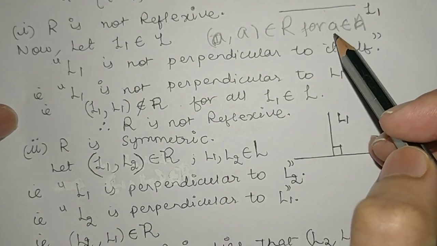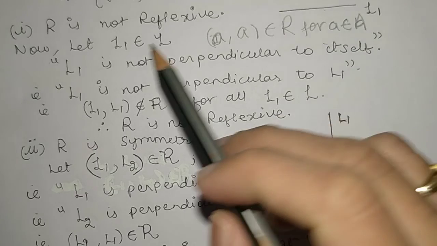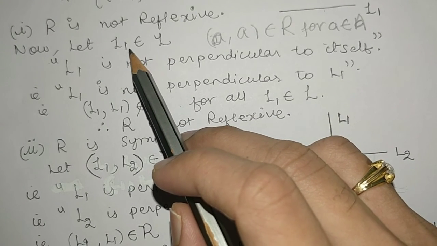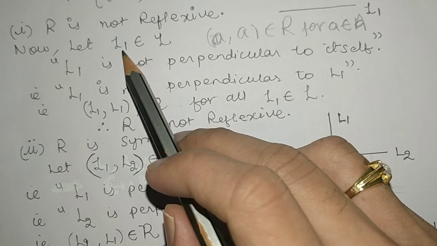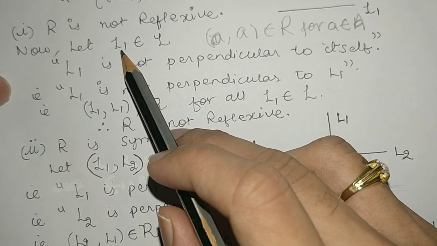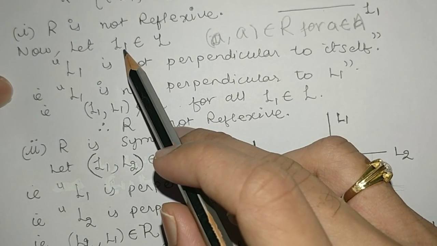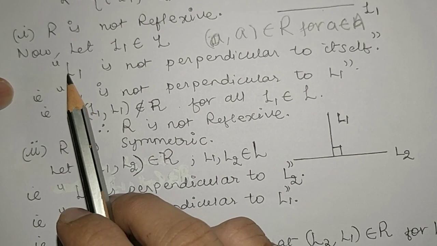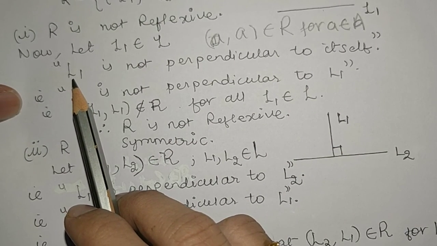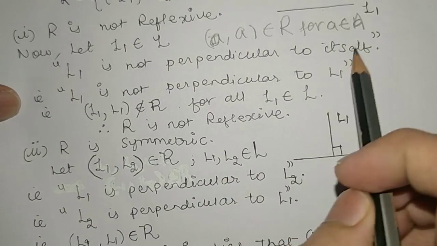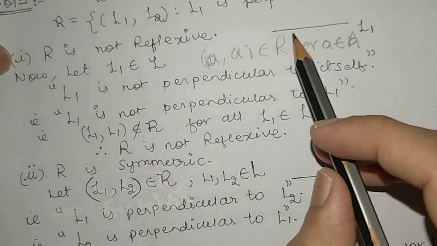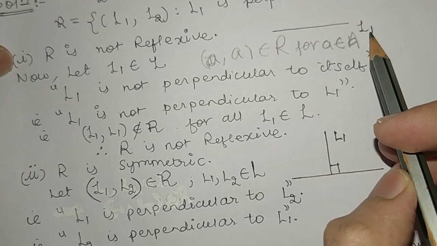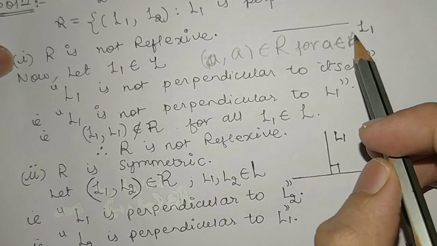Okay, so you have to take elements from this, that is the set L. Here I am taking any element L1, which is a line in a plane. This line is the line L1 in the plane. Now see, this line L1 is not perpendicular to itself, right. If you take a line L1, it won't be perpendicular to itself. Any line cannot be perpendicular to itself.